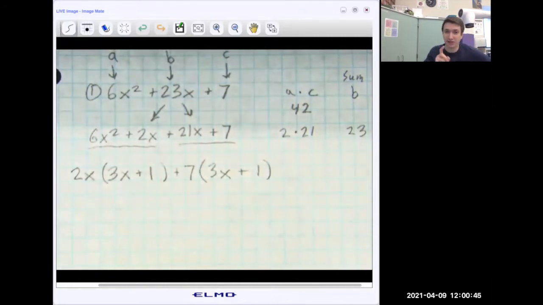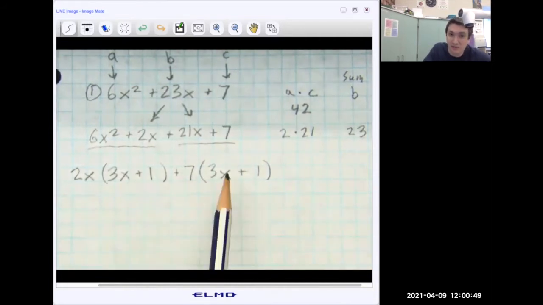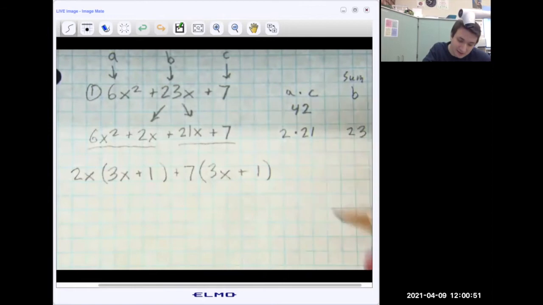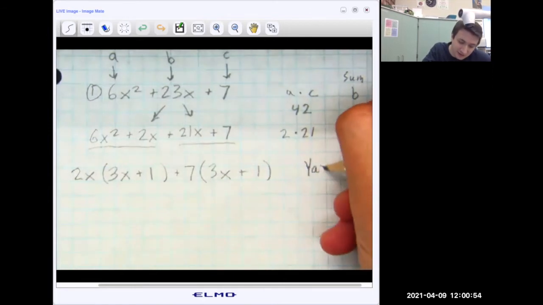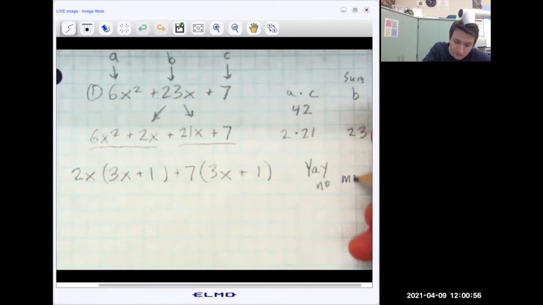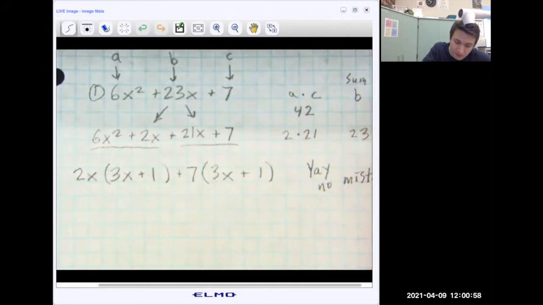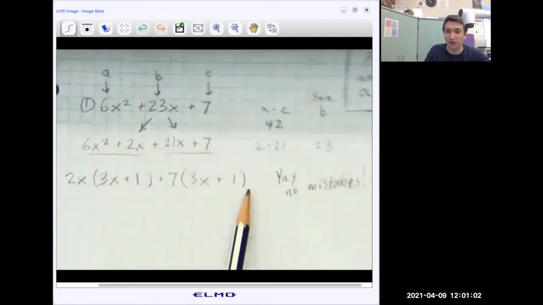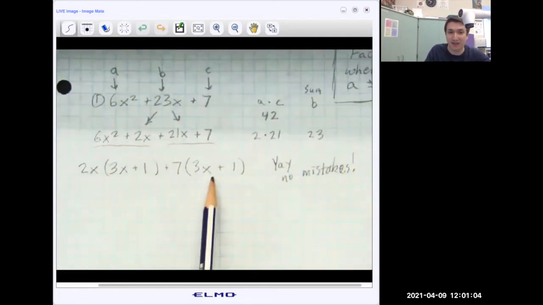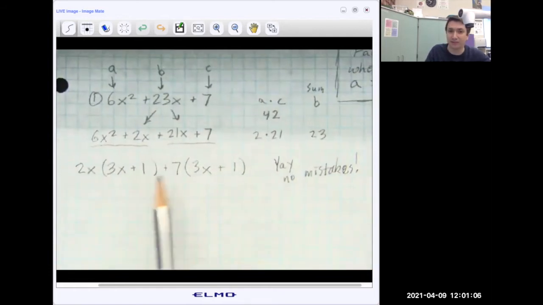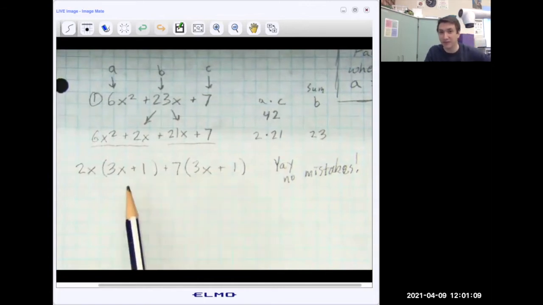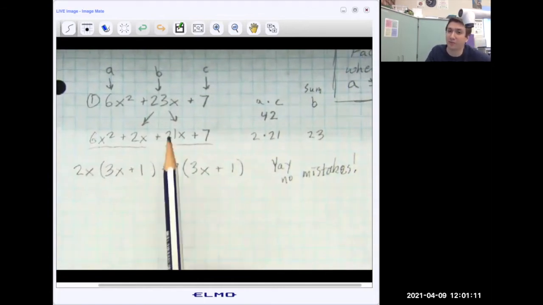Now, this is a great spot to stop and check your work. Notice the numbers inside the parentheses here are the same. It means, yay, no mistakes. No mistakes yet. If we went through all this and we ended up with a polynomial inside there that was different, then it means we made a mistake somewhere and we have to go back and start again. Okay, now this next part can get a little bit tricky.